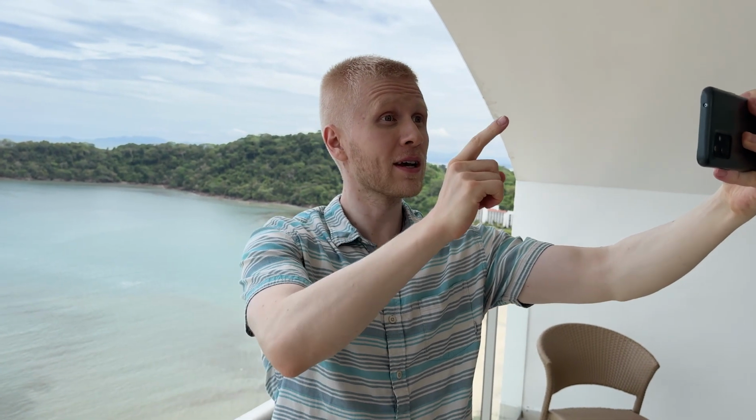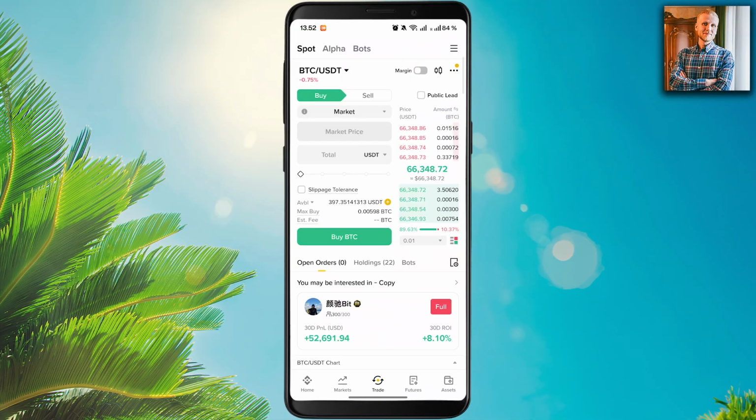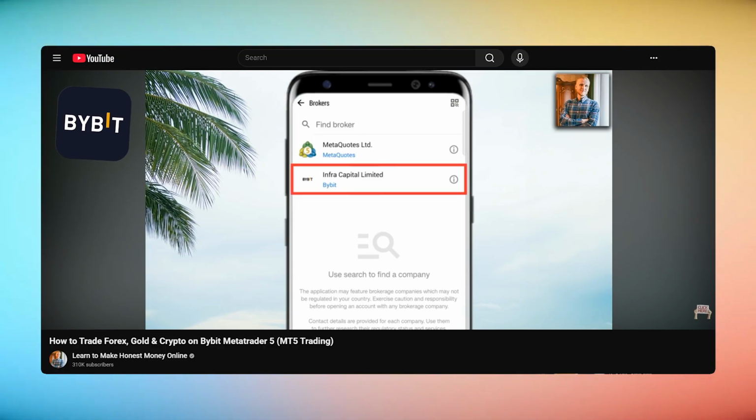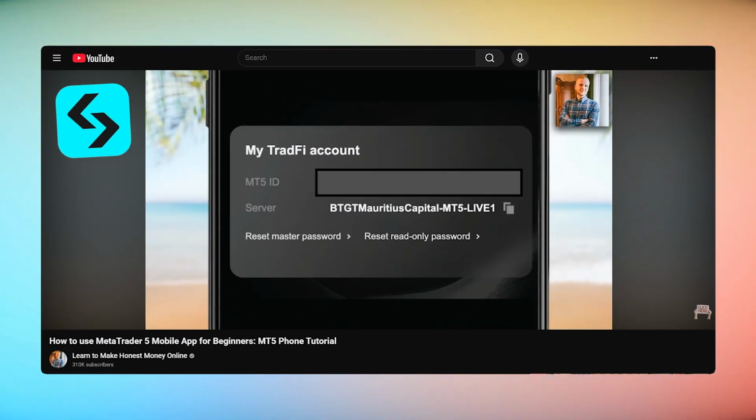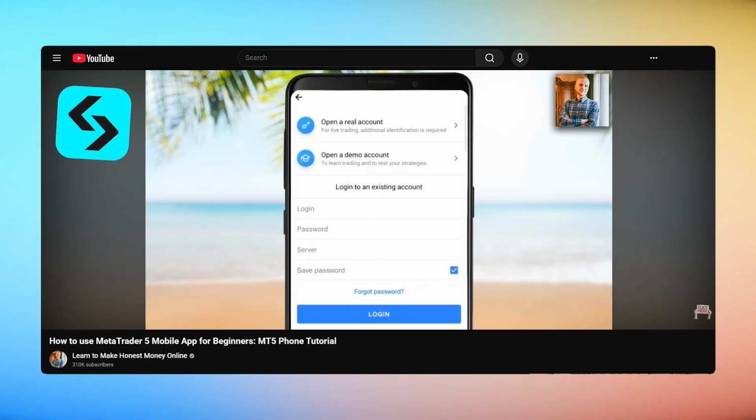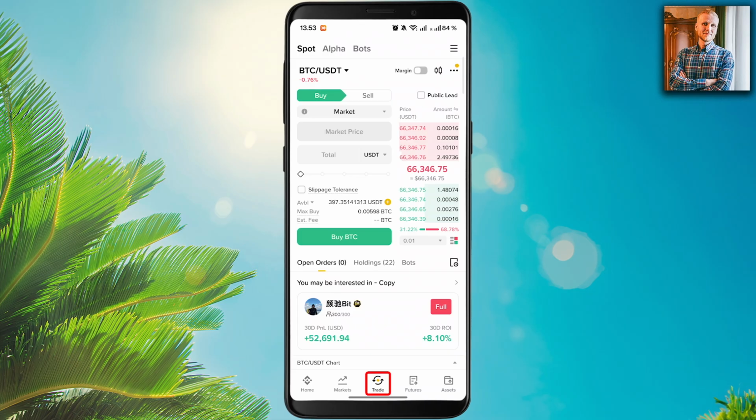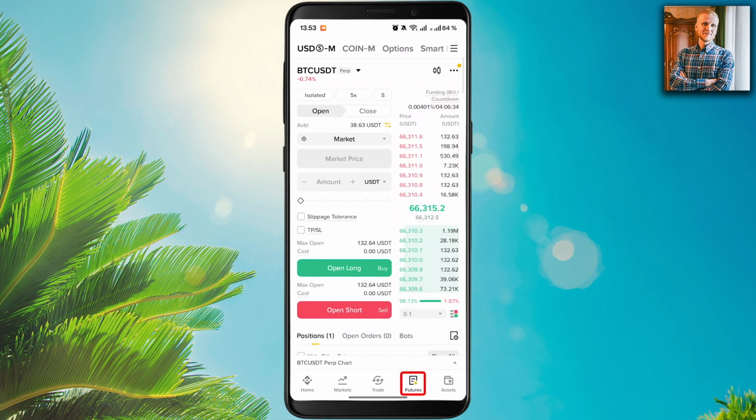At the moment of recording this video, there is no direct connection possible because Binance does not currently support MT5 integration. What you can do instead is to use another broker that supports MT5, such as Bybit or BitGet, as I have shown you in my previous MT5 tutorials. And then of course you can already trade on Binance directly. There is no MT5 needed.